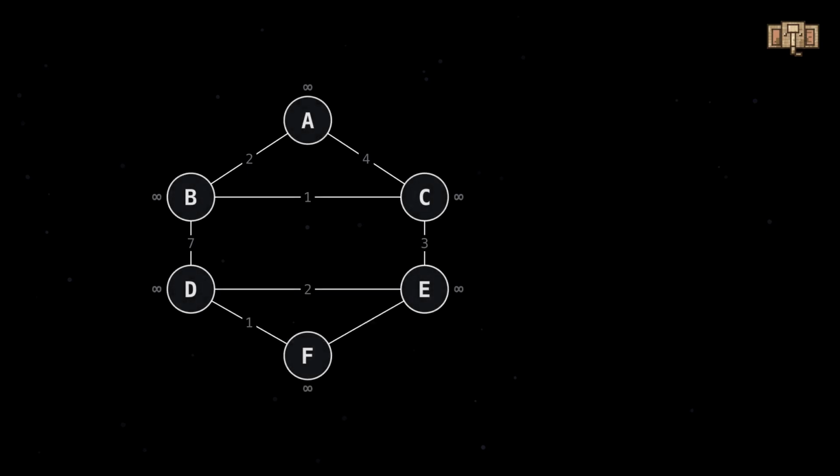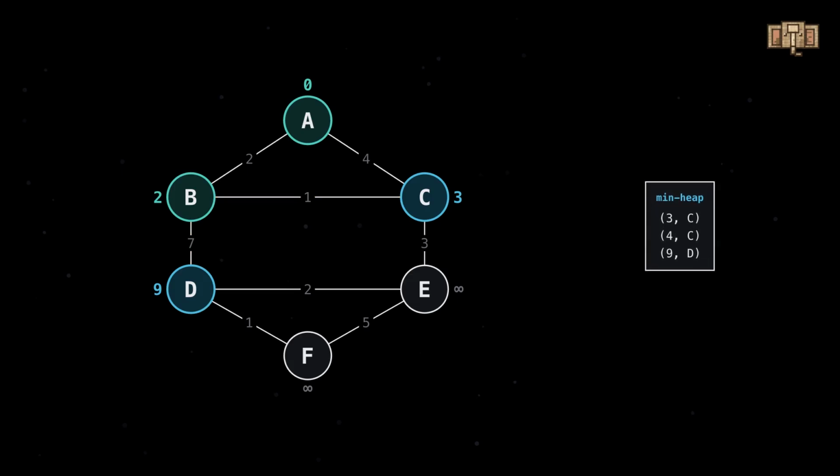Now the whole journey. A begins at 0. Every other city begins at infinity. We settle A. Relax its roads. B becomes 2. C becomes 4. The smallest guess is B at 2. We settle it. Through B, C improves to 3. And D appears at 9. The smallest is now C at 3. We settle it. And E appears at 6.